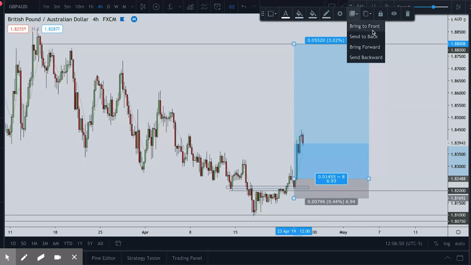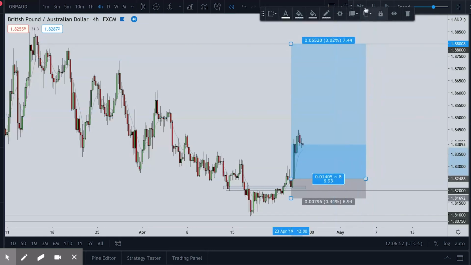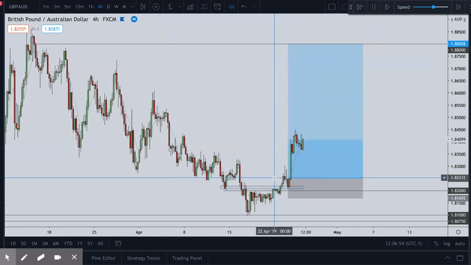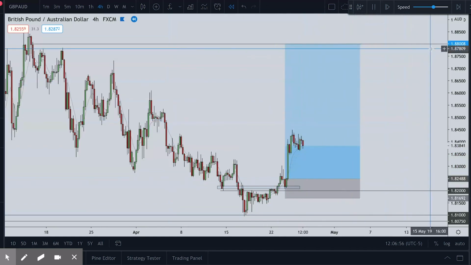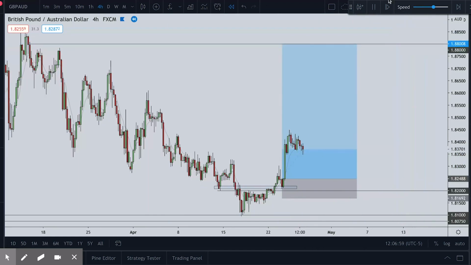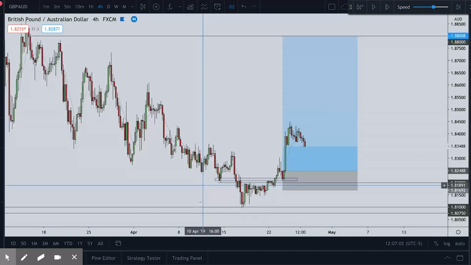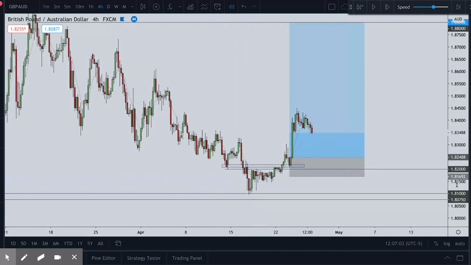So great takeoff so far. This will be the point in which we actually break even the trade with a stop loss to entry point to cut the risk out of it. Now, why did we actually go for this movement? We saw a reaction from 1.8100.